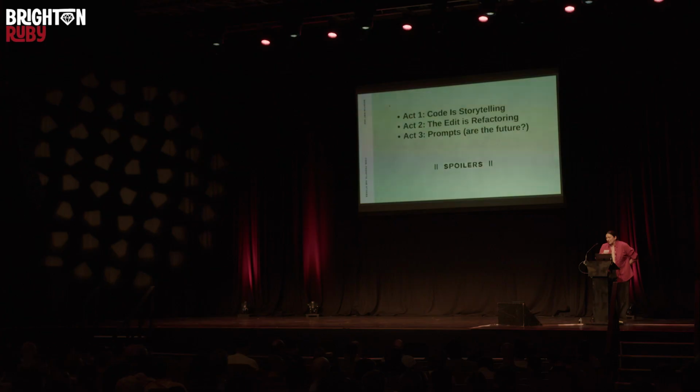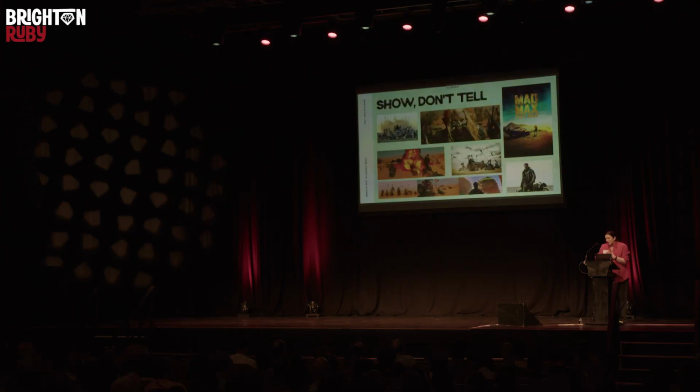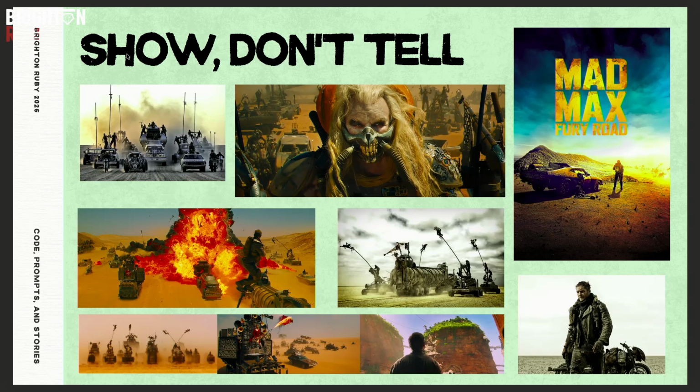In the first act, we're going to look at 3 principles from screenwriting and see how they apply to code. The first one, a very famous one, probably the most famous: show, don't tell. If you've seen the movie Mad Max: Fury Road, it's a good example of this principle in movies.